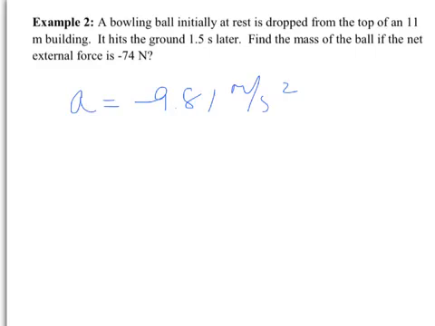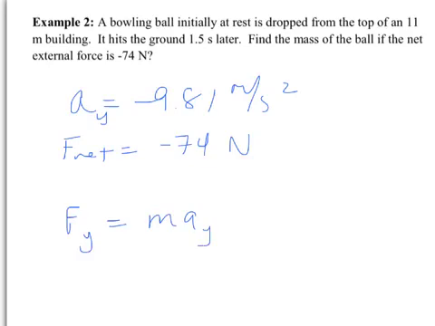We have the acceleration. We also have the net external force. That's going to be negative 74 newtons. This happens to be in the y direction. Let's say Fy equals m AY. Solve for mass. Mass is just Fy over AY.